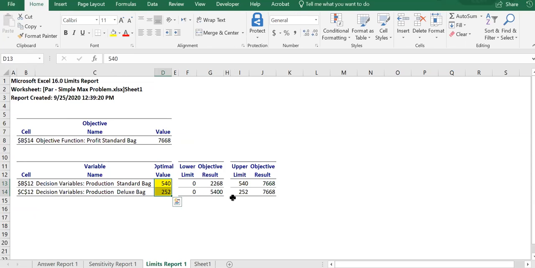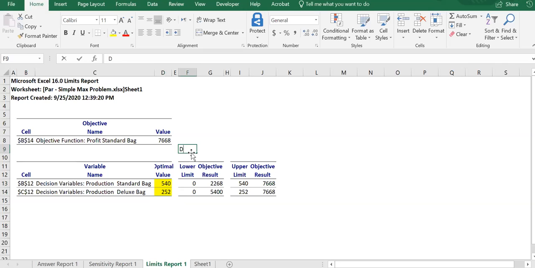So again, nothing new. The new thing is the lower limit and upper limit for this one. Assuming the other variables stay the same, what would be the feasible range for the production of standard bags? If we are producing 252 units of deluxe bags, it is feasible to produce any number between 0 and 540. It is doable with the resources that we have.